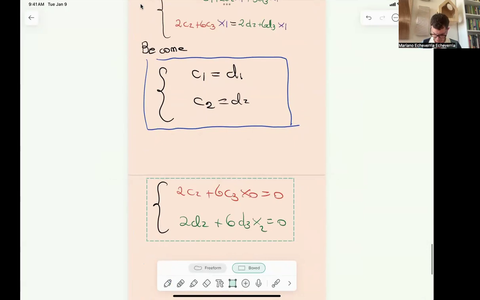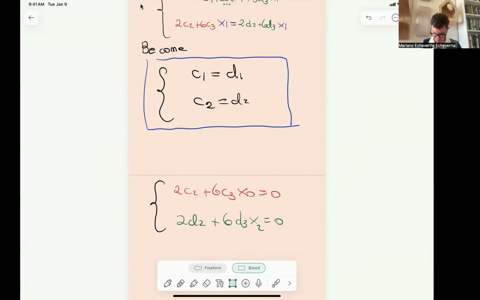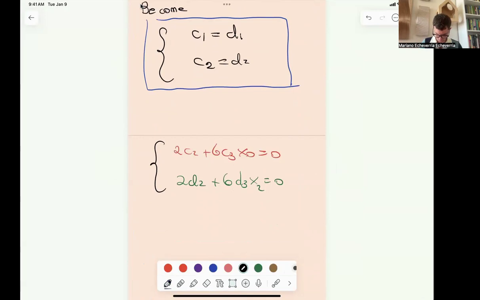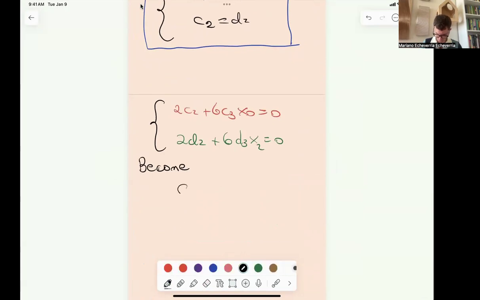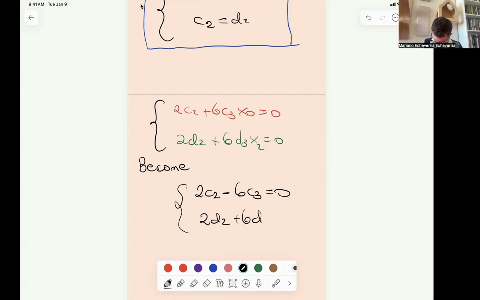And then the last equations, these ones become, okay, so what happens here? x0 was -1, so it becomes 2c2 minus 6c3 equals 0. And then x2 was 1, right? So this becomes 2d2 plus 6d3 equals 0.